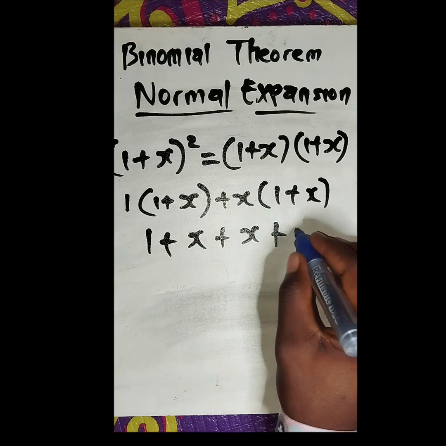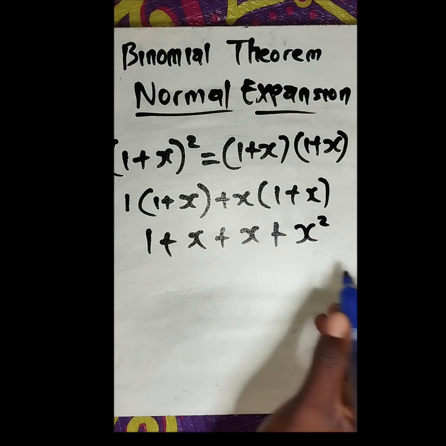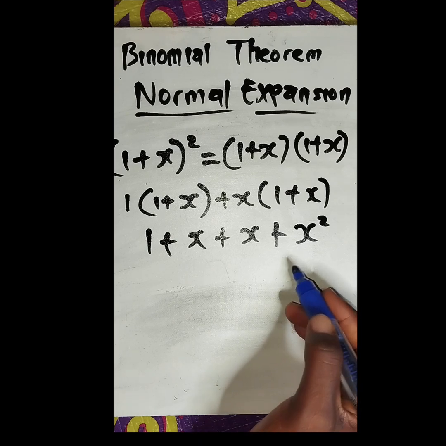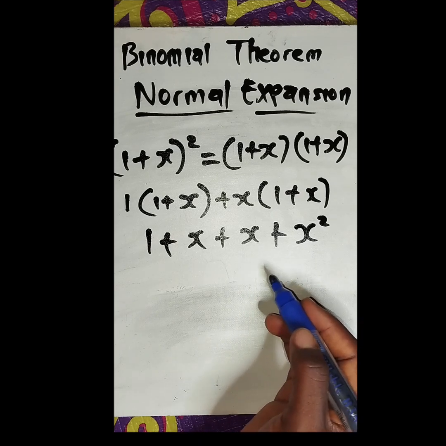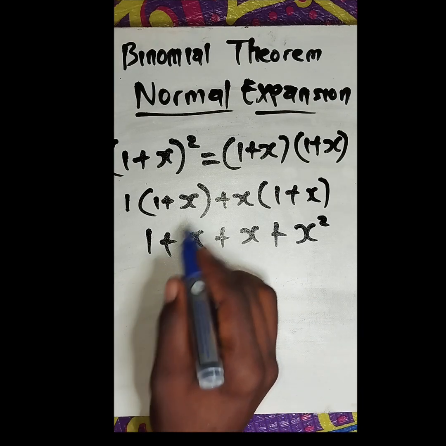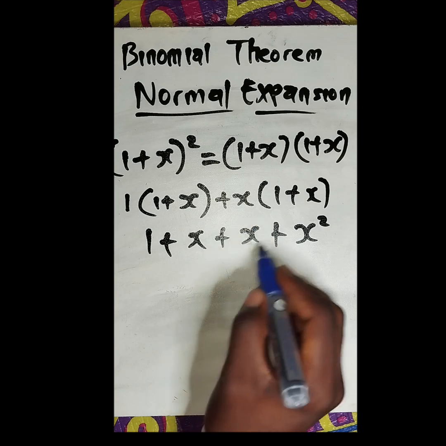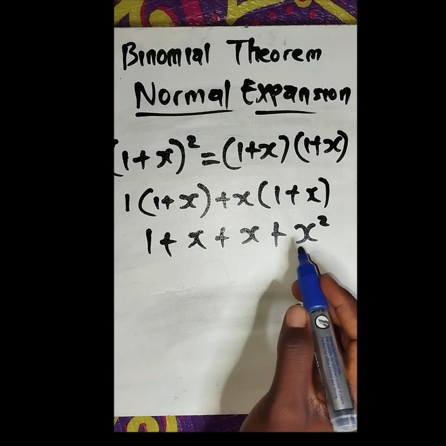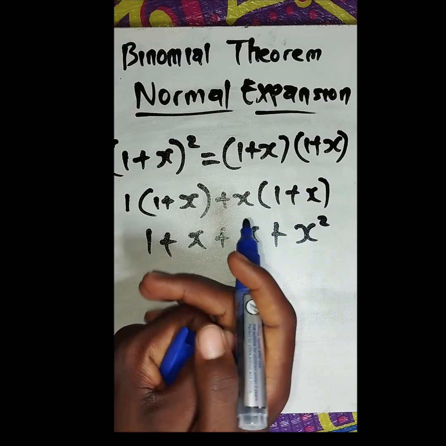Now, x times x would give us x squared. Now, what do you notice here? We have what we call like terms. Like terms are those letters with the same power. What am I trying to say? Look at this x here, it has a power of 1. Look at this x here, it has a power of 1. So they are like terms. In a situation whereby you have like terms like this, you combine them, make them single.